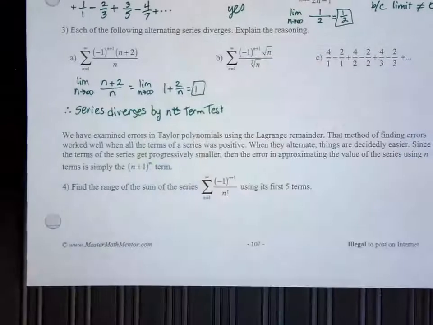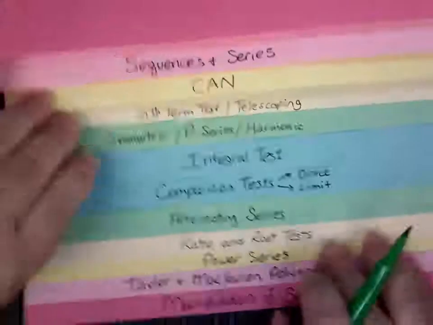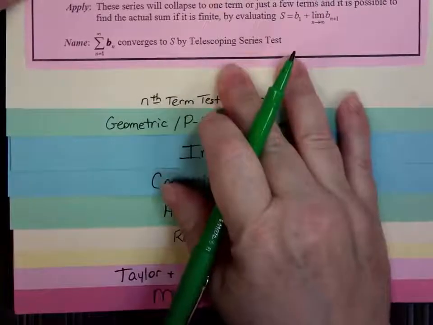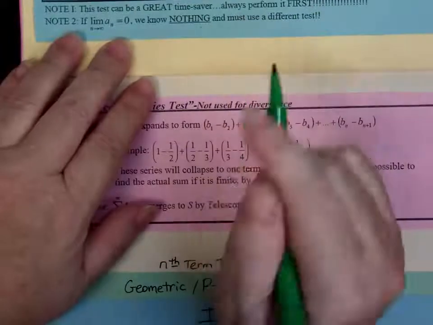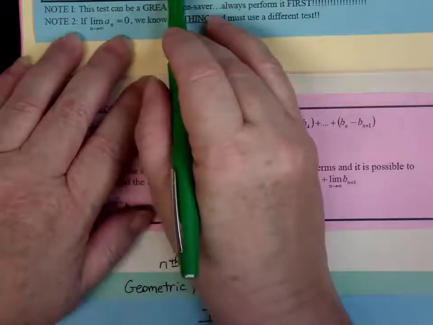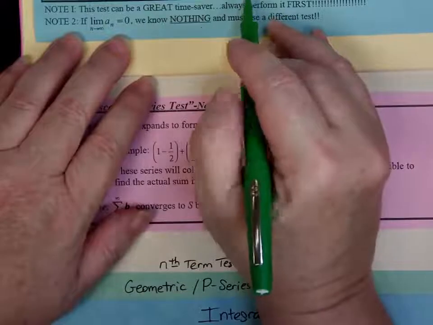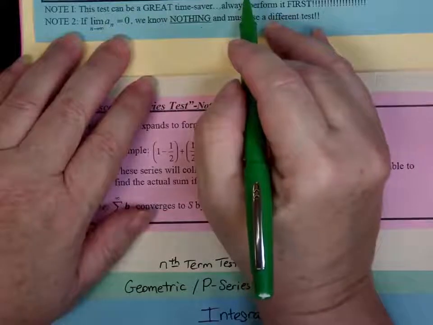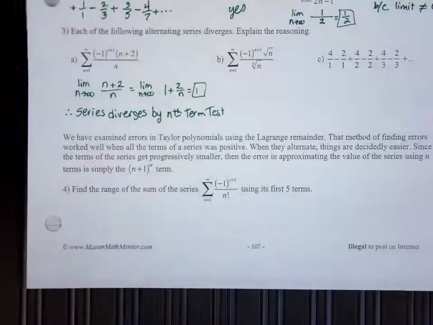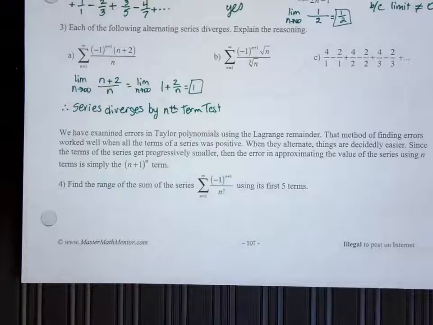Because let's take a look. What does the nth term test say? Now I'm starting to doubt myself. Let's see. The nth term test says, up here, if the limit does not equal 0, it diverges by the nth term test. The limit didn't equal 0. Agreed? Therefore, that's why it diverges. Okay. All right. Next problem.